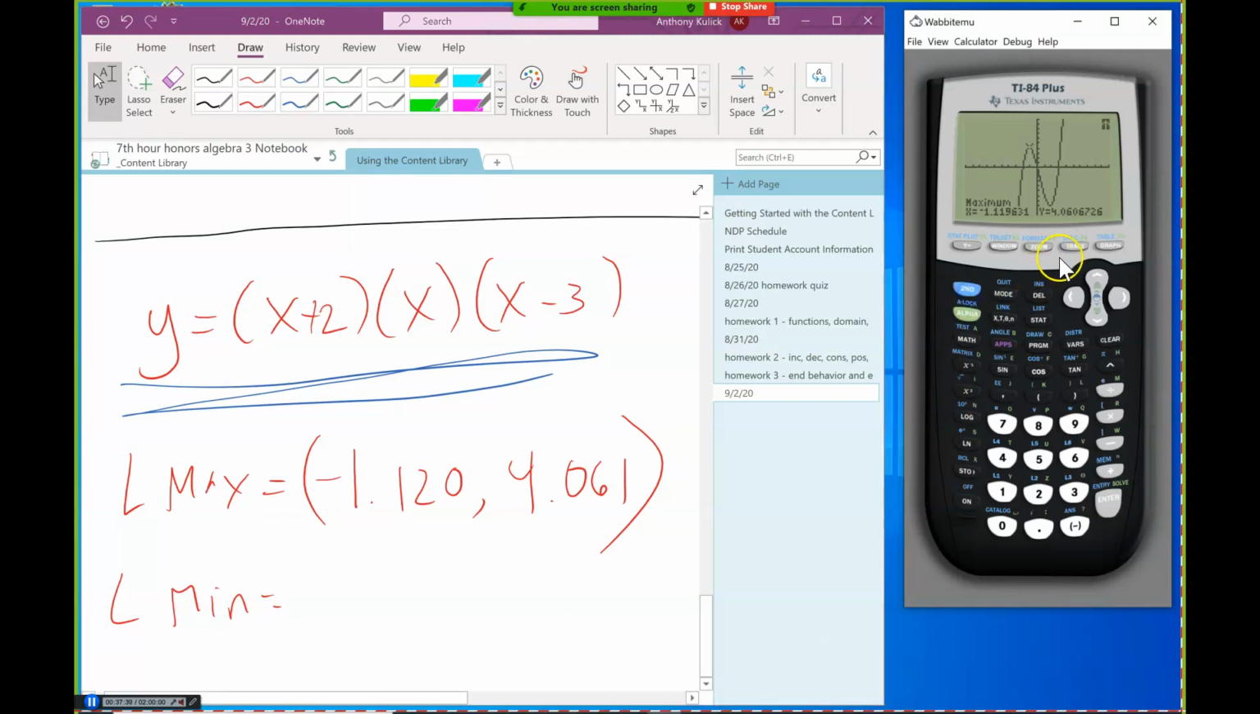So we'll just press second and then the trace button. But this time I'll pick the minimum command. And I'll do that same left bound, right bound, and guess, but this time I'm doing it relative to the minimum. So that point is left of it. That looks good to me. Again, doesn't really matter. And that part looks to the right of it. And then the guess doesn't matter. So there's my minimum. I'll call that first the x-coordinate 1.786 and the y-coordinate negative 8.209.